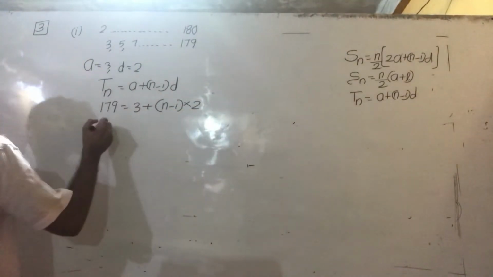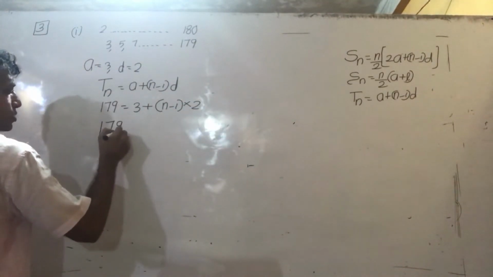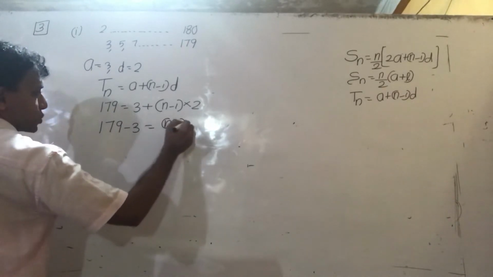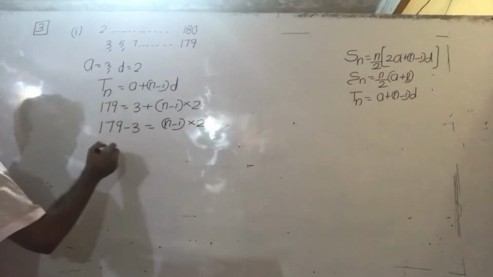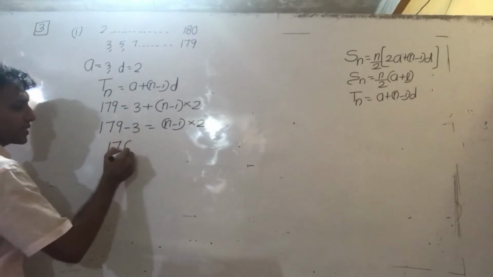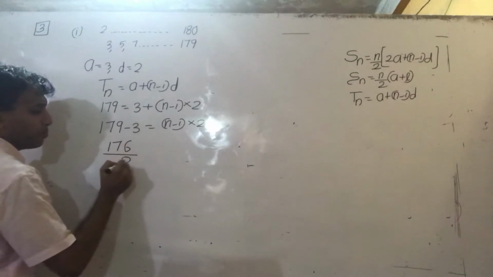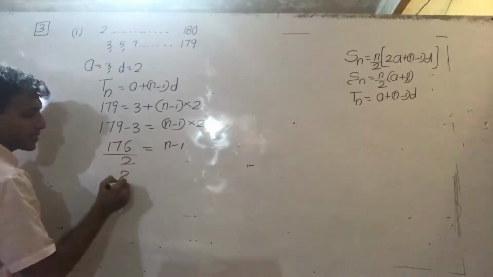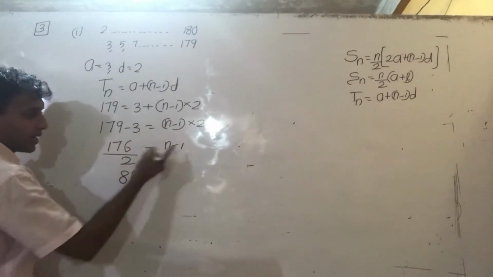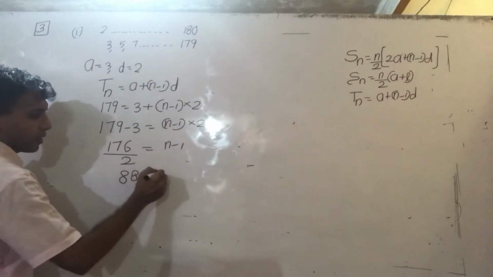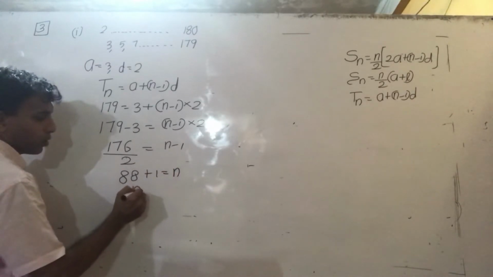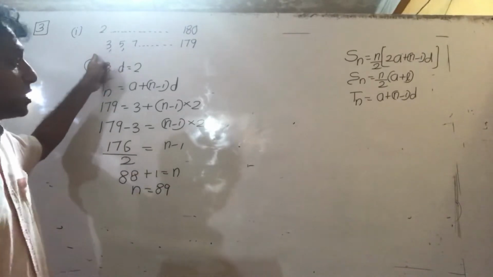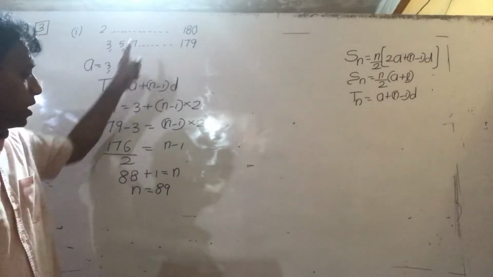Take the 3 to this side: 179 minus 3 is equal to (n minus 1) into 2, so 176. The 2 is multiplied here, so divide by 2. This is the method of solving. 176 divided by 2 is 88. Take the negative one to this side. So therefore, what is n? 89. That means from 3, 5, 7 up to here there are 89 numbers.